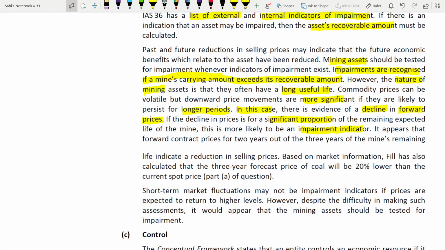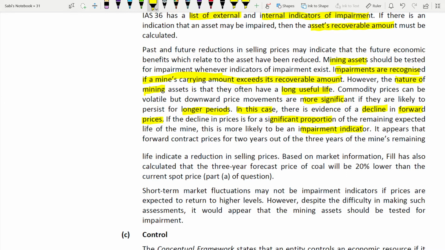So when you're talking about declining price, don't just decide on the face of it that if the price declines it is an indicator. You have to talk about these things. What is the nature of the mine? It's long term. So if the declining price is for the long term and for a significant proportion of the useful life of the mine, it's more likely to be an impairment indicator.